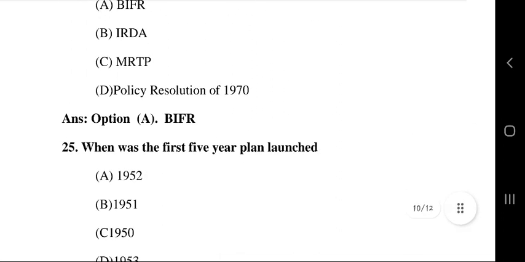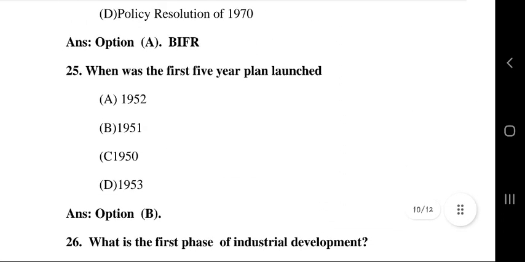Then next question. When was the first 5-year plan launched? Options are 1952, 1951, 1950, 1953. Option B is the answer, 1951. The first 5-year plan was launched at the time of Jawaharlal Nehru. At that time he was the Prime Minister of our country, and the Planning Commission was responsible for working out the plan.